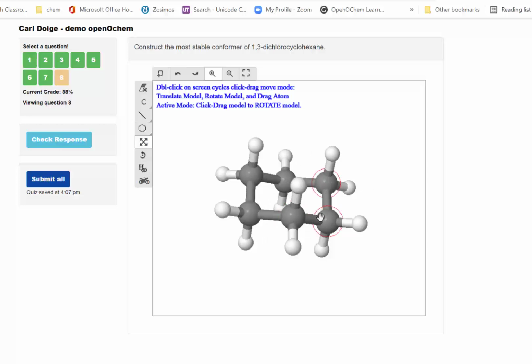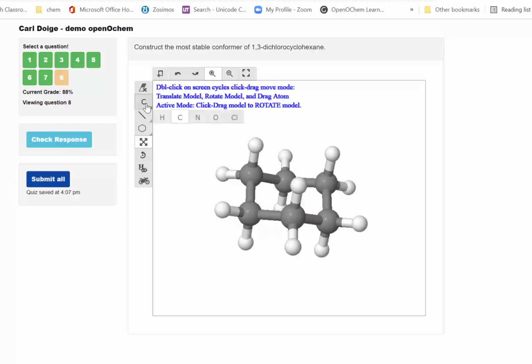Now, right now, all the carbons are identical. So let's say this is carbon 1 and this is carbon 3. The more stable conformer will have the chloro groups in the equatorial position. So that's, in a sense, the midpoint of the ring rather than pointing down or pointing up on the ring.